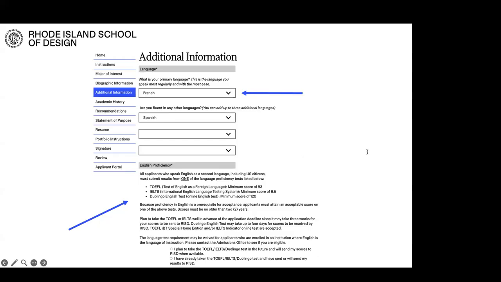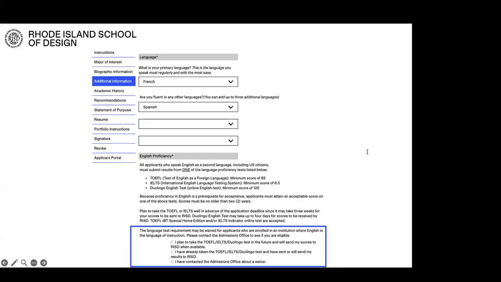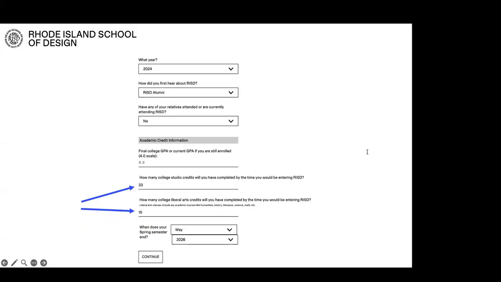If you put a language other than English as your first language, then you will be required to submit English proficiency results. This is required for all applicants who speak English as a second, third, fourth, any type of secondary language. So if that applies to you, you have three options: TOEFL, IELTS, or Duolingo. You'll find a bunch more information down there below. And then, like I mentioned before, it is possible to have the language test requirement waived if you are already enrolled in an institution where English is the language of instruction. So reach out to us if that's the case.